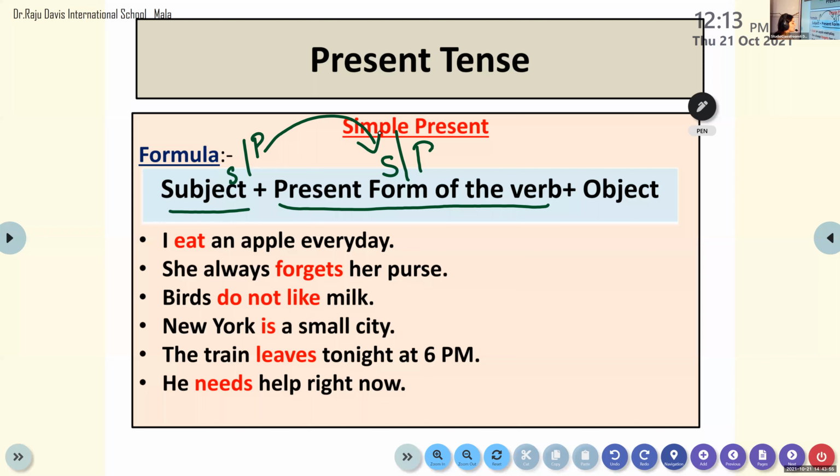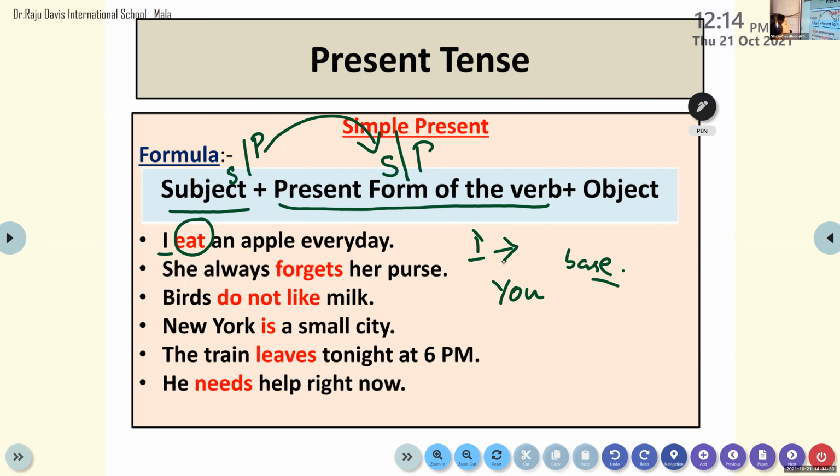Look at the examples. I. This I is an exceptional case, because I is a pronoun which is singular in form, but with I you can use only the base form of a verb. Whenever you use the subject I, and with the subject you, you can use only the base form of a verb. Clear? Yes, ma'am. Don't write "I eats." "I eats an apple every day" is the wrong usage. After the pronoun I, you can use only the base form of the verb: I am or I eat.